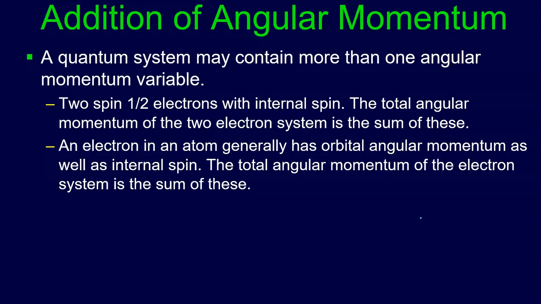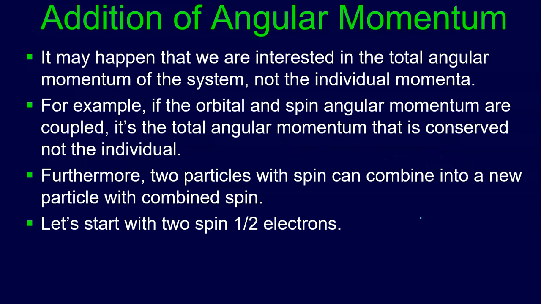Now, these two systems are different, but the actual procedure we're going to use is the same, so that's good. Any kind of angular momentum we're adding together is equivalent when we're doing this procedure. We'll see later on in the course that there will be times where we'll be really interested in what the total angular momentum of the system is, not the individual ones. For example, we'll find that there are cases where the orbital and the spin angular momentum are coupled together, and in that case it'll be the total angular momentum that's conserved for the system, not the individuals.